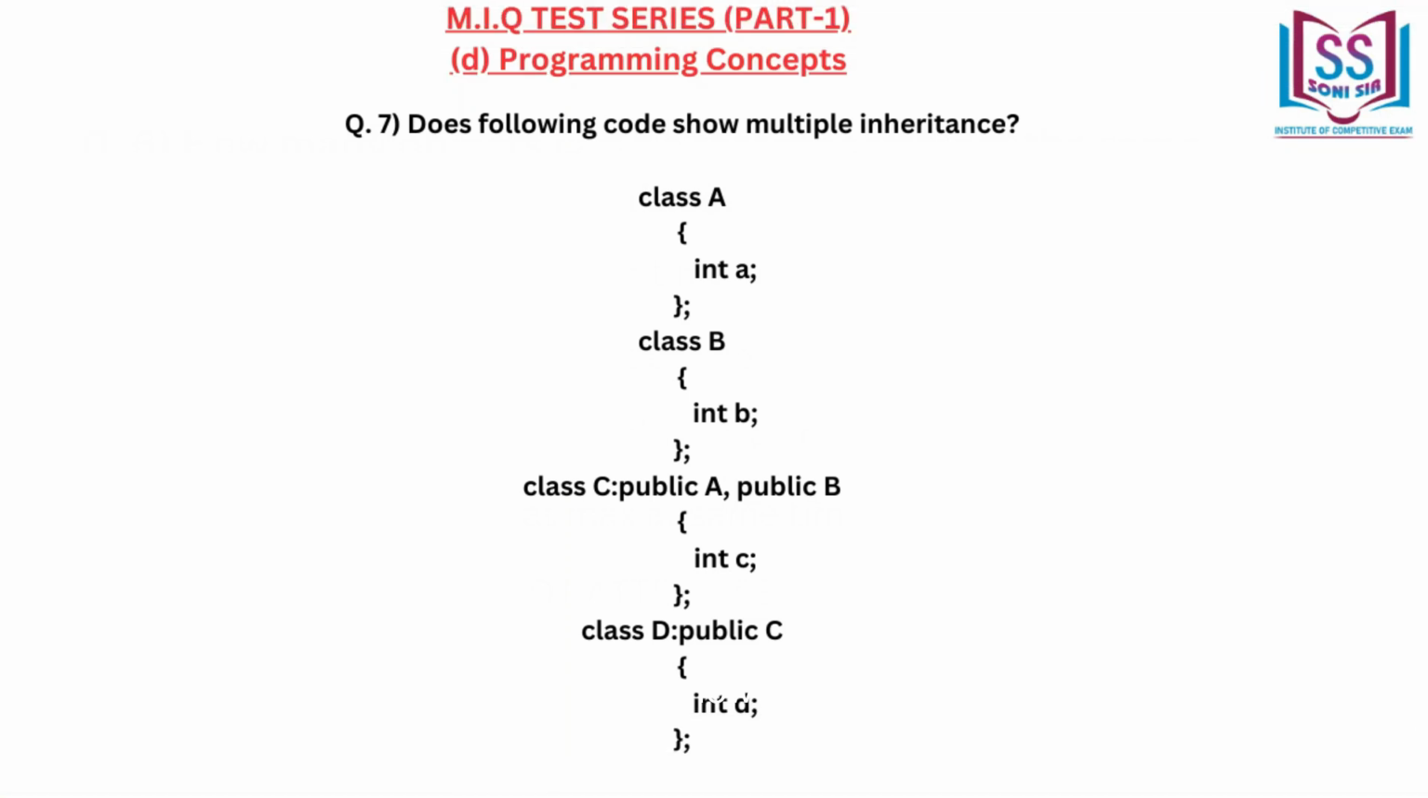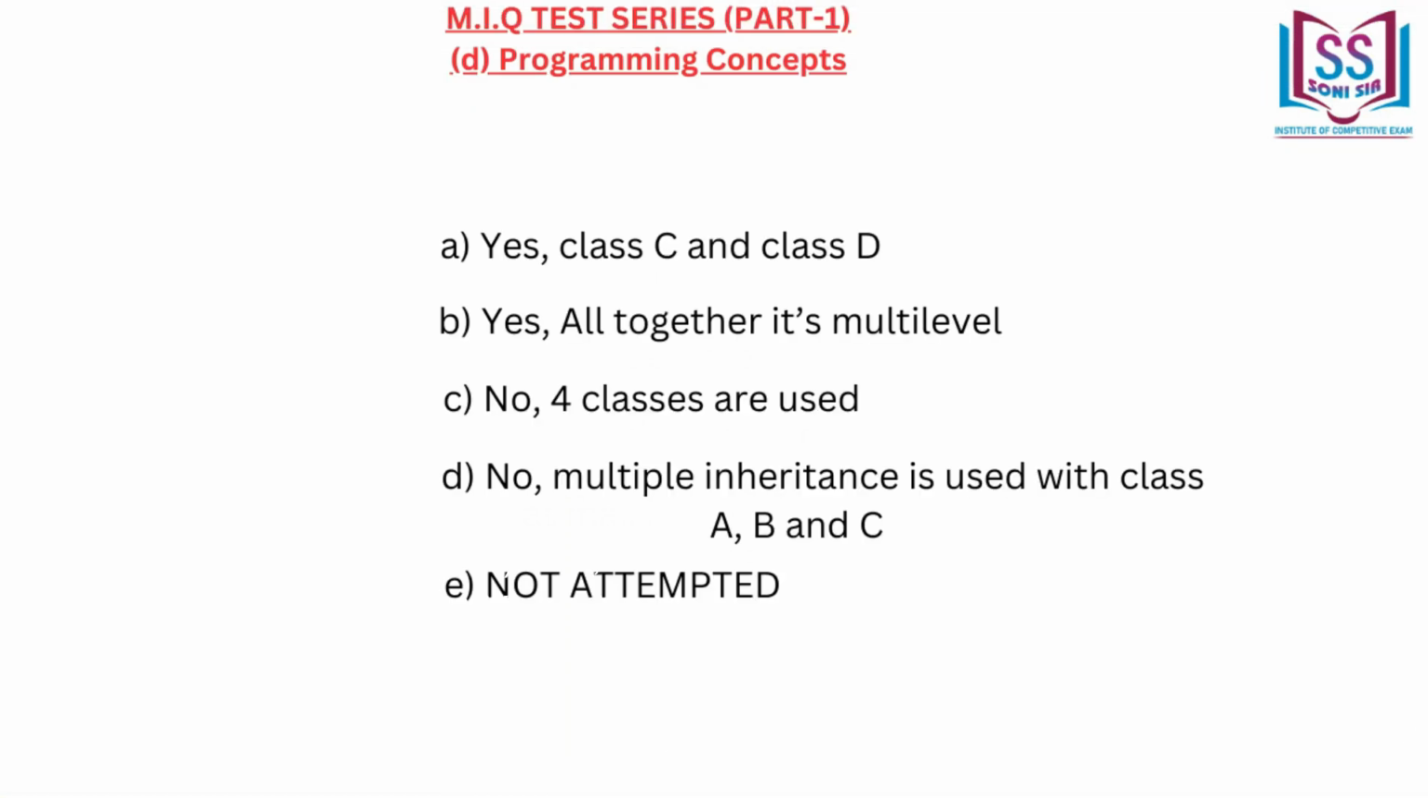Does the following code show multiple inheritance? A. Yes, class C and class D. B. Yes, altogether it's multilevel. C. No, 4 classes are used. D. No, multiple inheritance is used with class A, B and C.